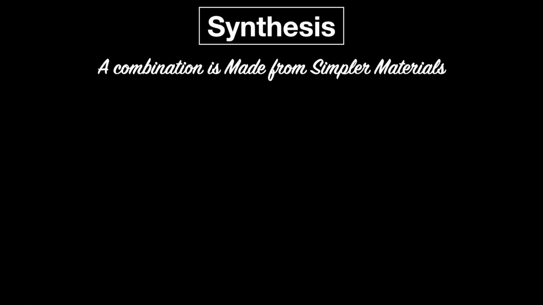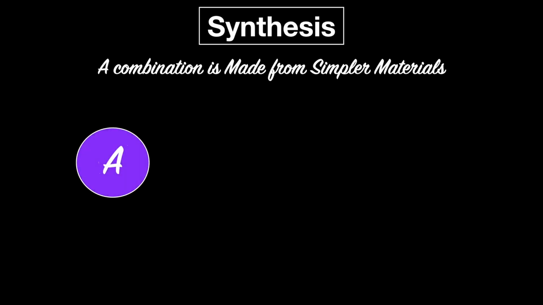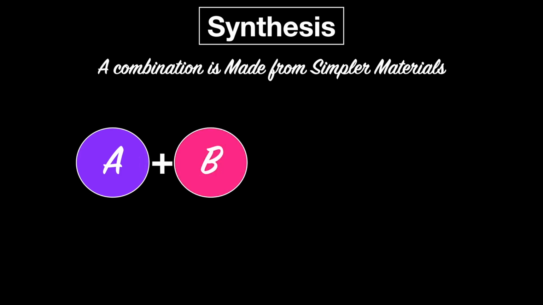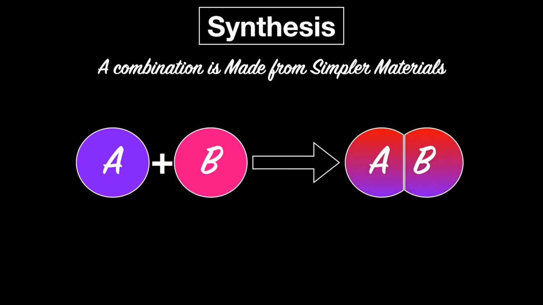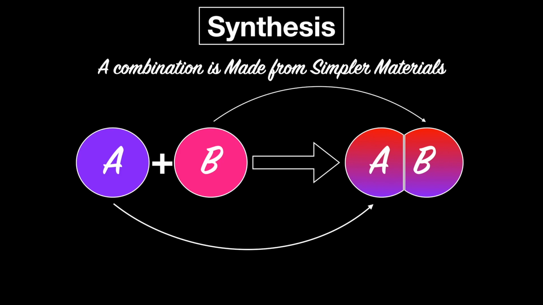Okay, so during a synthesis reaction, a combination is made from simpler materials. So let's think about this. Let's say I have atom A and I add atom B. During a synthesis reaction, I add energy, and I get a new molecule that is a combination of both A and B. So A has been placed here, B has been placed here, and we've synthesized, or put these 2 atoms together, to create our new molecule.